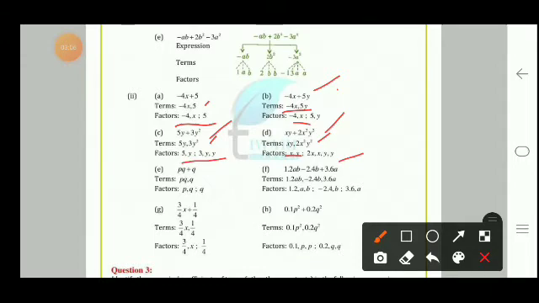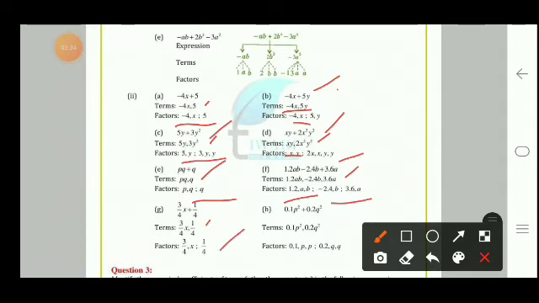Then we have pq plus q, so we have terms pq and q, so factors are p, q and q. Then here we have 1.2ab, 2.4b, 3.6a, so terms are 1.2ab, 2.4b and 3.6a, and factors are 1.2, a and b, 2.4 and b, and 3.6 and a. Here 3 upon 4 x plus 1 upon 4, terms are 3 upon 4 x and 1 upon 4, factors are 3 upon 4 and x, and 1 upon 4.